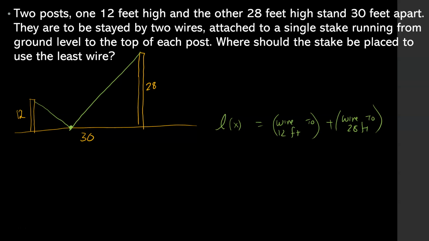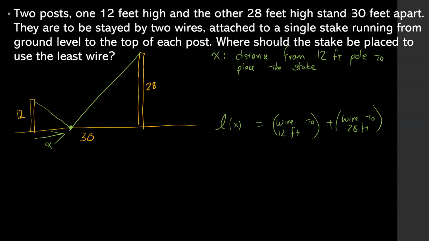So what's my unknown? My unknown is how far I need to place that stake. It doesn't give me anything, so I'll call this length x. What's x? x is the distance from the 12-foot pole to place the stake, or drive the stake in the ground. Now, it doesn't tell me, but if I want the least amount of wire, the two poles and the stake are all in a straight line.